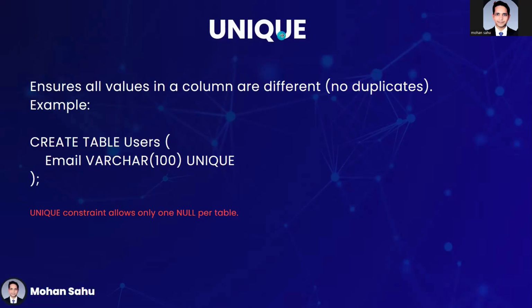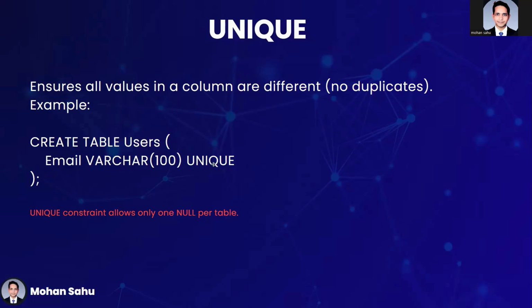Another one is the unique constraint. A unique constraint ensures all values in a column are different, no duplicates. Here we can create a table called user and put email as unique. Certain business rules are also applied. For example, we can say email should not be duplicated, like two emails are not allowed with the same value. So we will put the unique constraint.